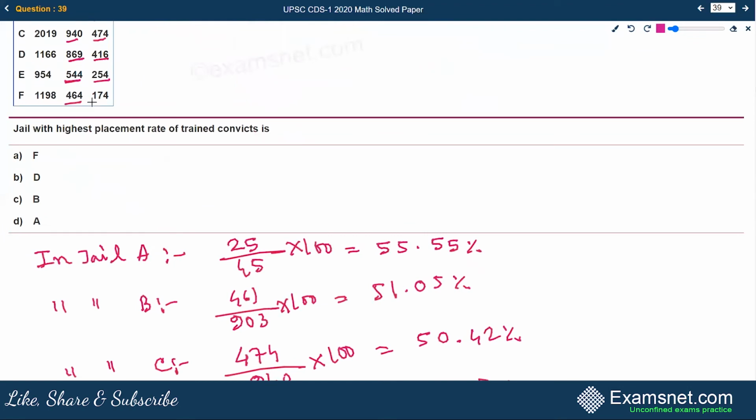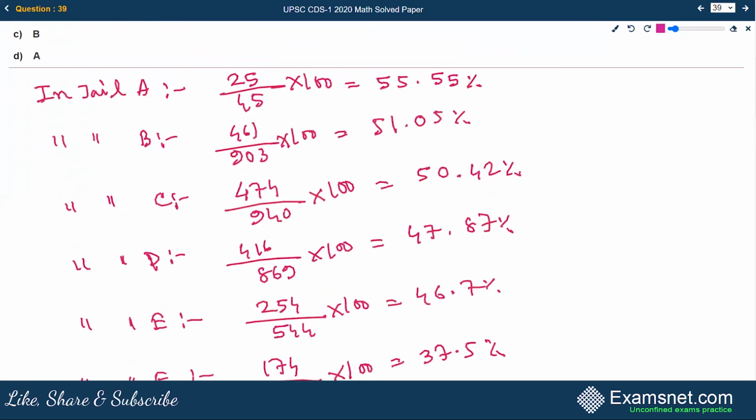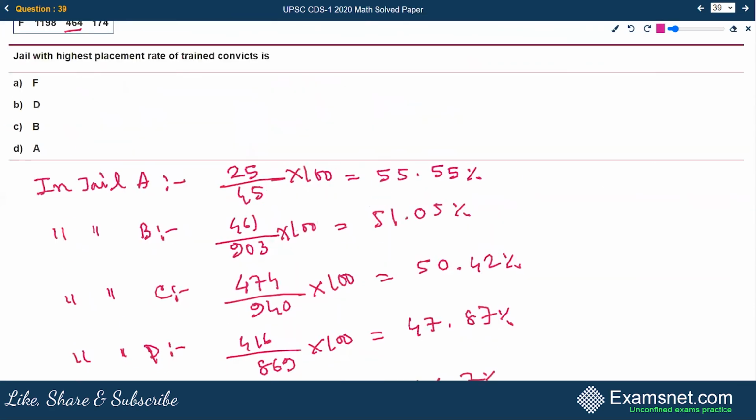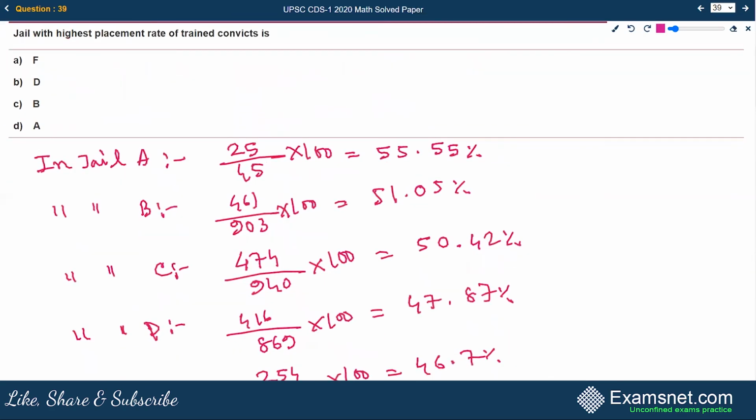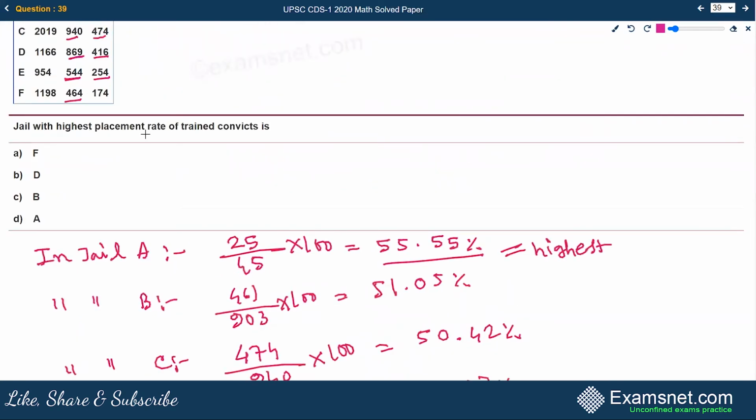And in jail F, among 464, only 174 convicts were offered placement. 174 by 464 multiplied by 100, so that is 37.5%. We got the placement rate for all these 6 jails. Now, highest placement rate of trained convicts. Yes, this is the highest placement rate, 55.55%, that is for jail A. So the jail with the highest placement rate of trained convicts is A. Option D is the correct answer.